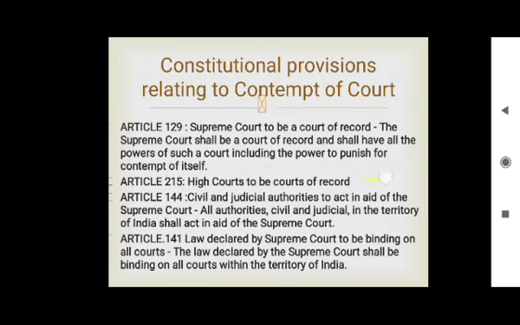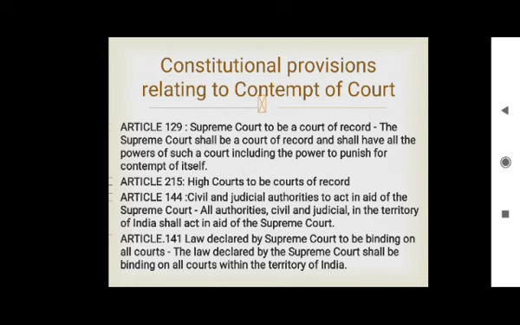Then similarly, by Article 215, High Courts are also courts of record. Then comes Article 144, civil and judicial authorities to act in the aid of Supreme Court. All civil and judicial authorities in the territory of India shall act in the aid of Supreme Court.